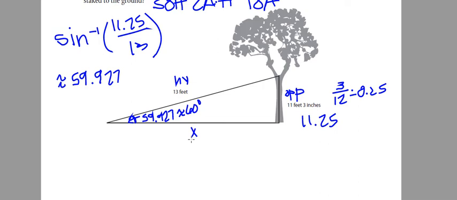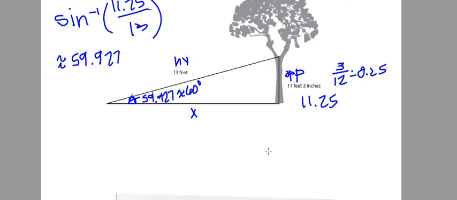So we actually have two options here for what trig function we're going to use because we know the value of this angle. And we know both the opposite and we're looking for the adjacent, and we know the hypotenuse and we're looking for the adjacent. So we can either use cosine or tangent. And this one, I'm going to use tangent just because that's what I've chosen to do.